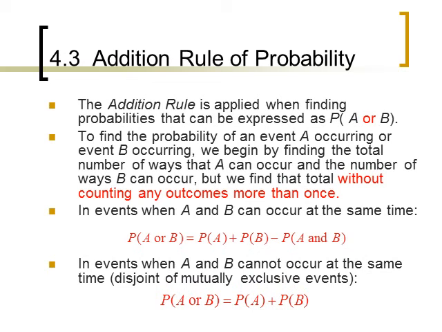In events when A and B cannot occur at the same time, we call those events disjoint or mutually exclusive events. Then the probability of A or B is simply the probability of A plus the probability of B. So one thing that keeps repeating here is that or always means to add.